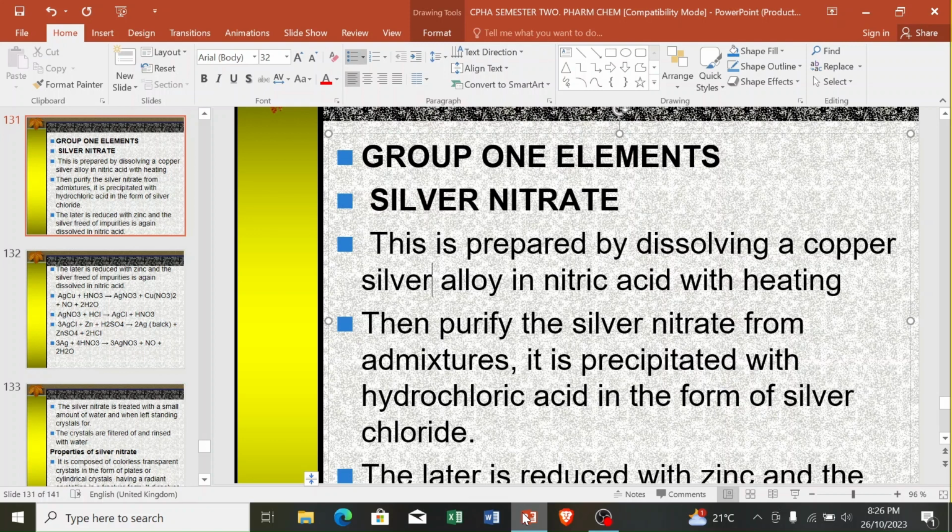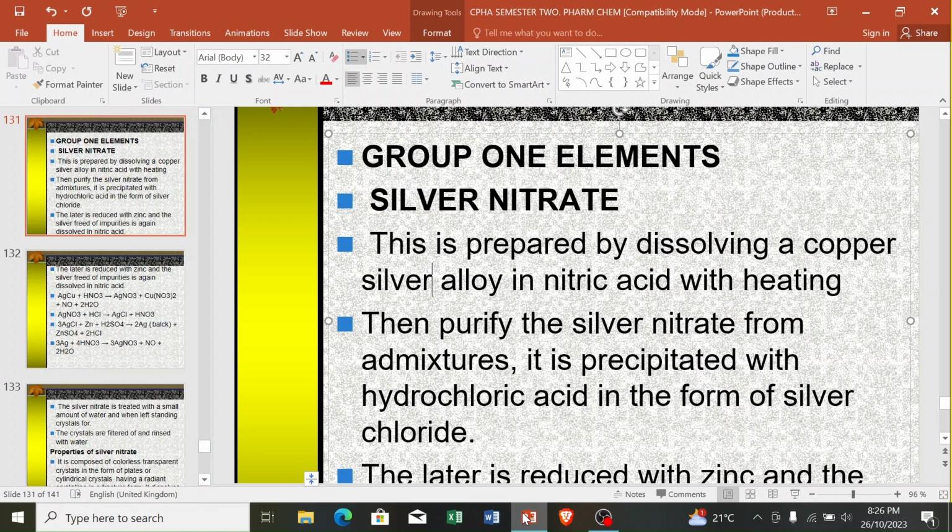Our main interest is not on copper, but on silver nitrate, or silver. With silver, we need to know its atomic number. The atomic number of silver is 47. And then I hope we can write the electronic configuration of silver.